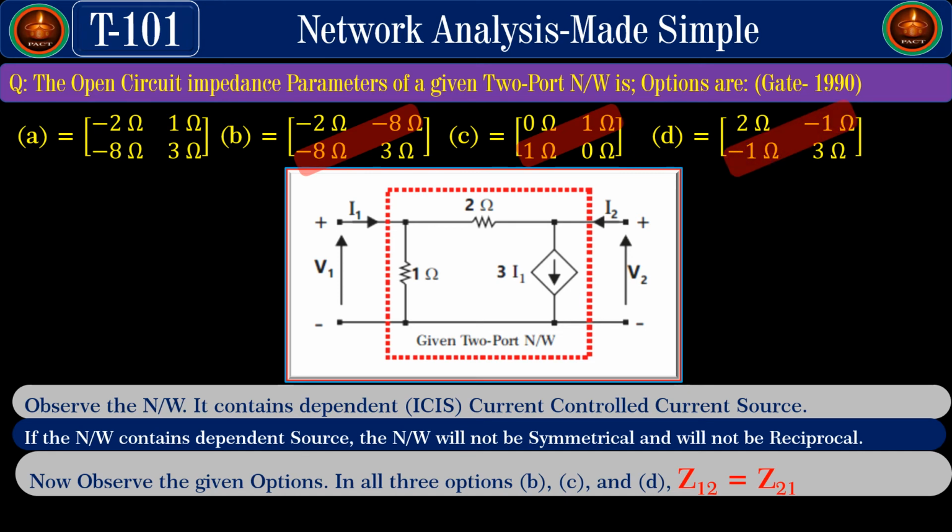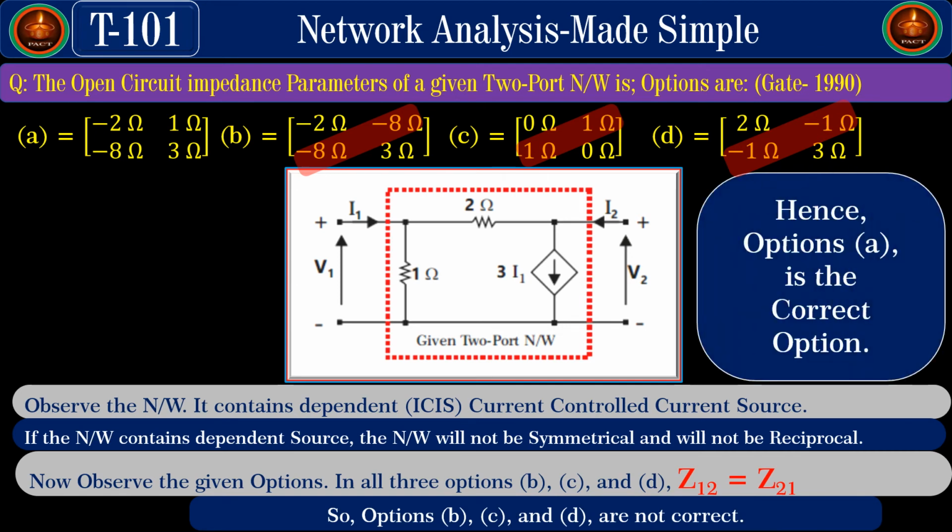In all these three options, Z12 is equal to Z21, which is the property of a reciprocal network. Therefore, all these three options are not correct because the given network is not reciprocal and it is not symmetrical. So, certainly option A is the correct answer. This is a very important concept that you have to understand, and the skill that you have to develop, to identify the given option without calculations.